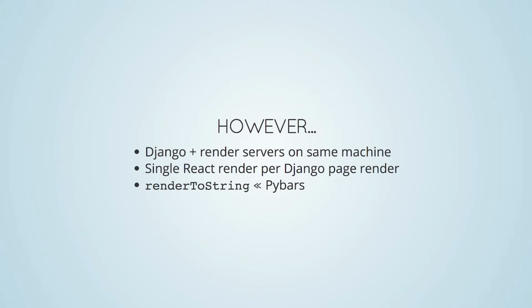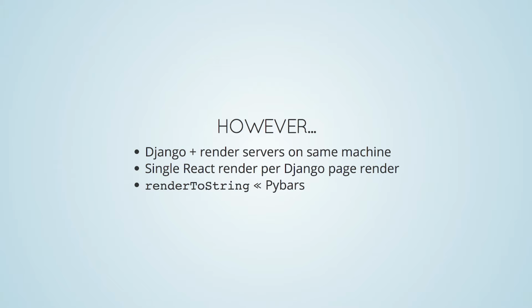And then secondly, we try to enforce that we're only going to make one call to the React render server per page render. So what we try to do is render a whole React page instead of trying to render different pieces of components that make up a page. So there's a one-to-one mapping between renders, so there are fewer round trips happening.